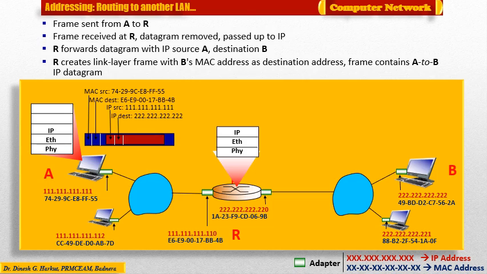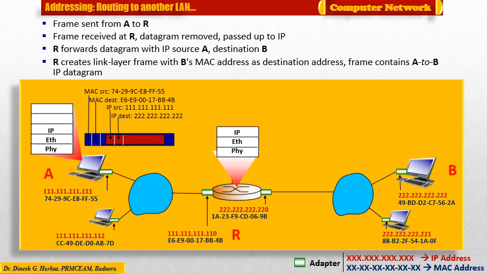This datagram is addressed to the destination 222. This is the IP address of the destination. This is the IP address of the source. This is the datagram which is inserted inside the frame. The frame has been created at the host with the source MAC address and the destination MAC address, that is the address of the router's adapter.